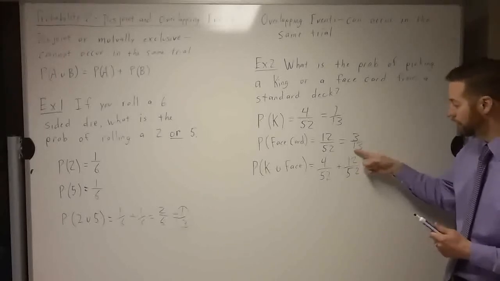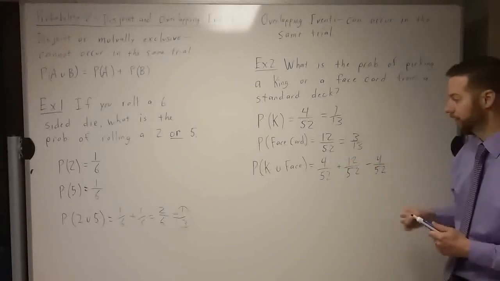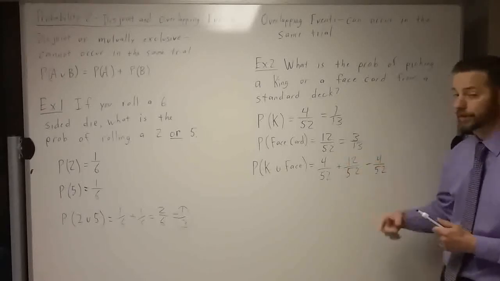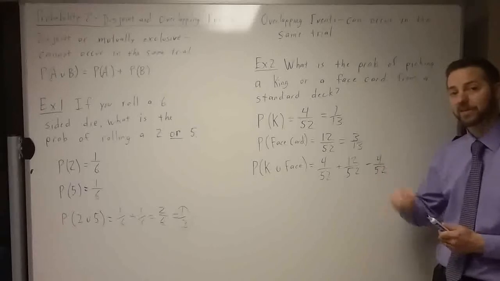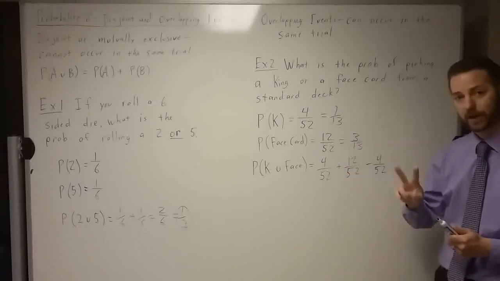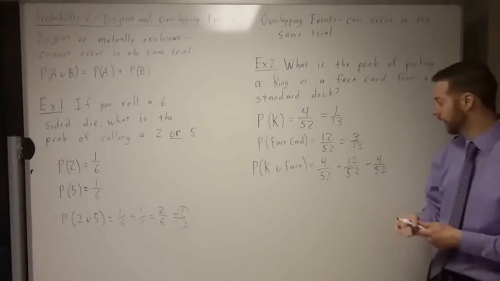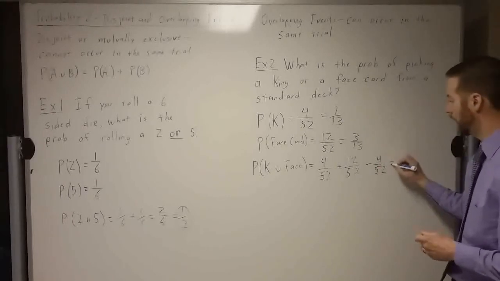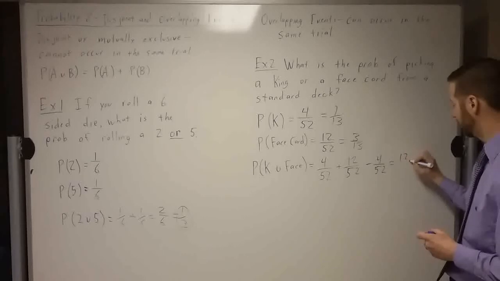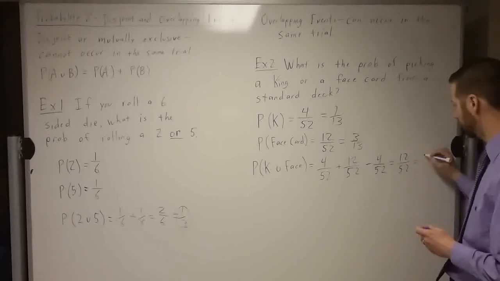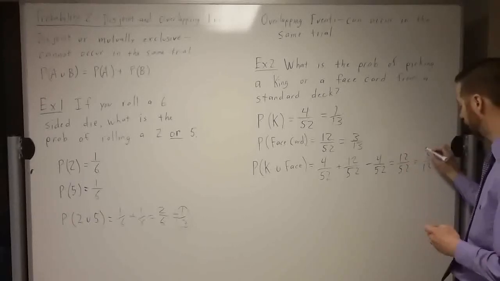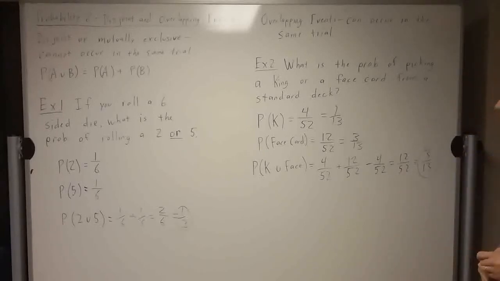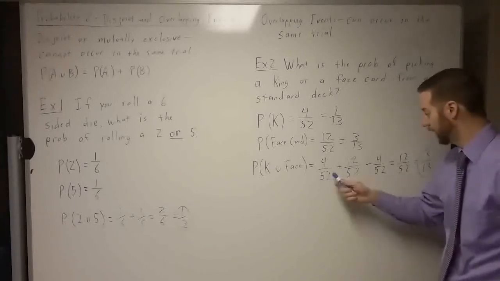However, of these 12 face cards, 4 are kings. And so we counted the kings in this group and the kings in this group, which means there's 4 cards, the kings of each suit, that got counted twice. We can only count them once, and so I'm going to subtract off that 4 cards that I counted twice, which gives me, in the end, 12 out of 52, or in other words, we saw that a minute ago, 3 out of 13 chance that we get a king or a face card. So that's the probability of a king or a face card.